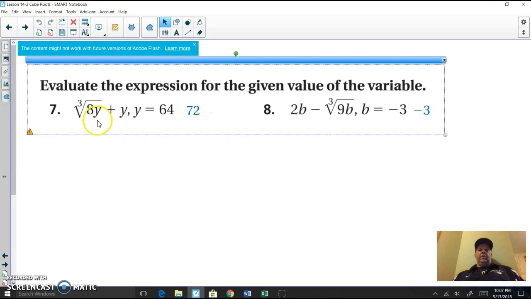In the first one, we have the cubed root of 512 plus 64. That is 8 plus 64 gives us our 72. In this one, we have 2 times -3 minus the cubed root of -27. So I have -6 minus -3, which is plus 3. So -6 plus 3 is -3.